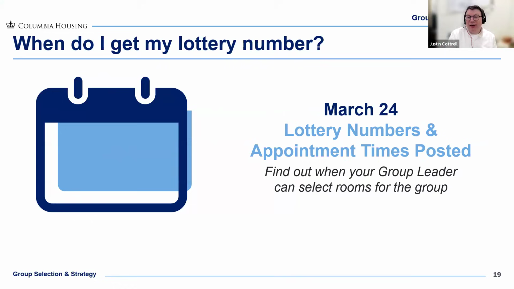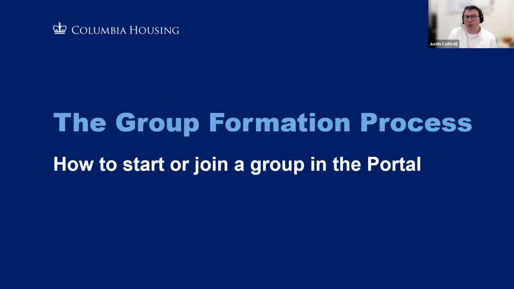When do I get my lottery number? It's a great question. The answer is March 24th. For rising sophomores, this won't be a new thing for you, but for rising juniors and rising seniors, we are releasing both the lottery number and appointment time on the same date this year at the same time. Groups, again, receive only one lottery number and one appointment time, and it will be emailed to you and available for view in the portal on March 24th.